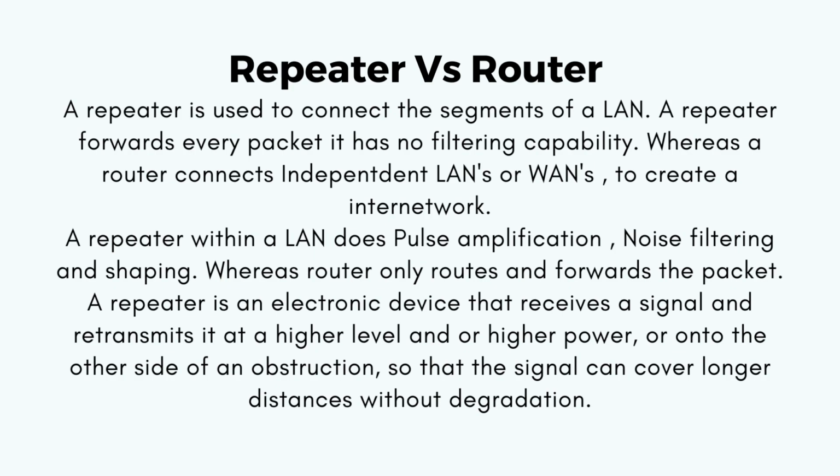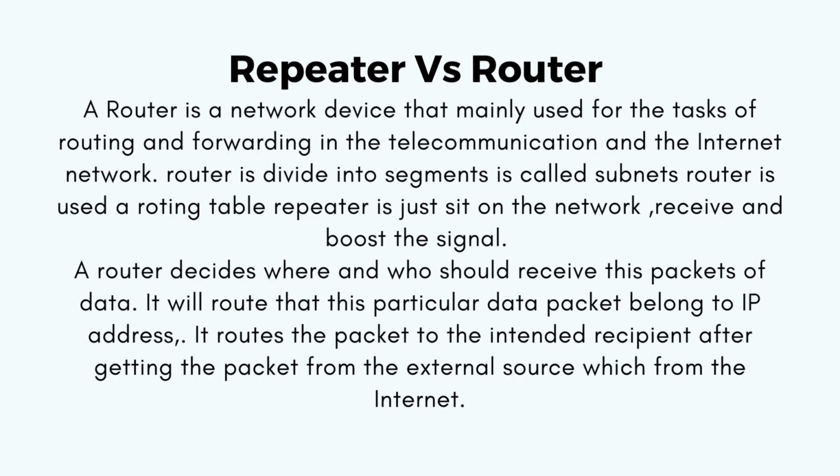A repeater is an electronic device that receives a signal and retransmits it at a higher level and a higher power, or onto the other side of an obstruction, so that the signal can cover longer distances without degradation. A router is a network device mainly used for the tasks of routing and forwarding in telecommunication and the internet network. A router divides the network into segments called subnets.